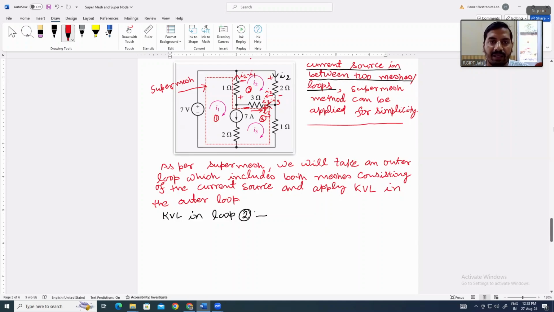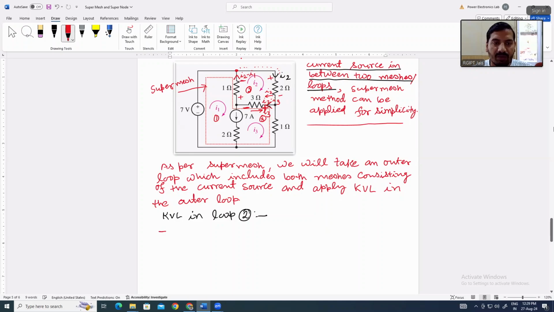We can start at any point. Suppose we are starting at this point and moving in the clockwise direction, and we reach this point, so we complete the loop. First element will come, that is 2 ohm, and for the voltage drop across 2 ohm, firstly we are approaching the plus, then the minus. So as per the passive current voltage convention, we will take this as a minus.